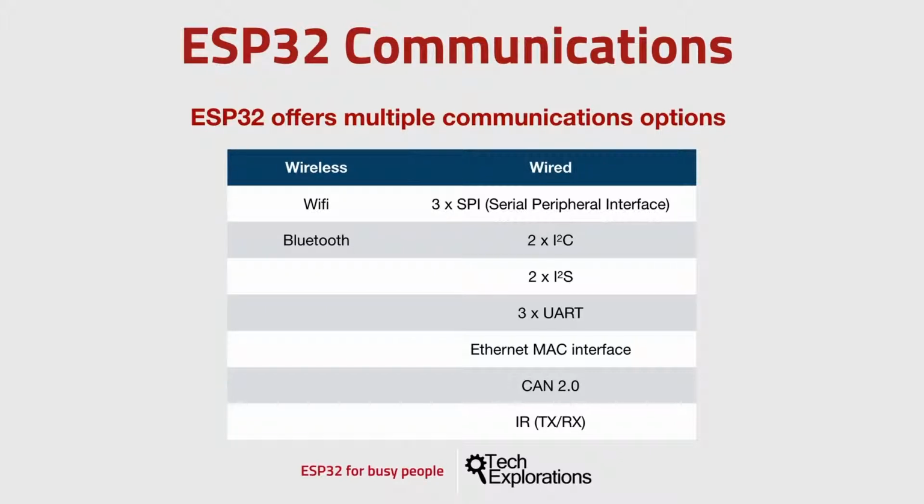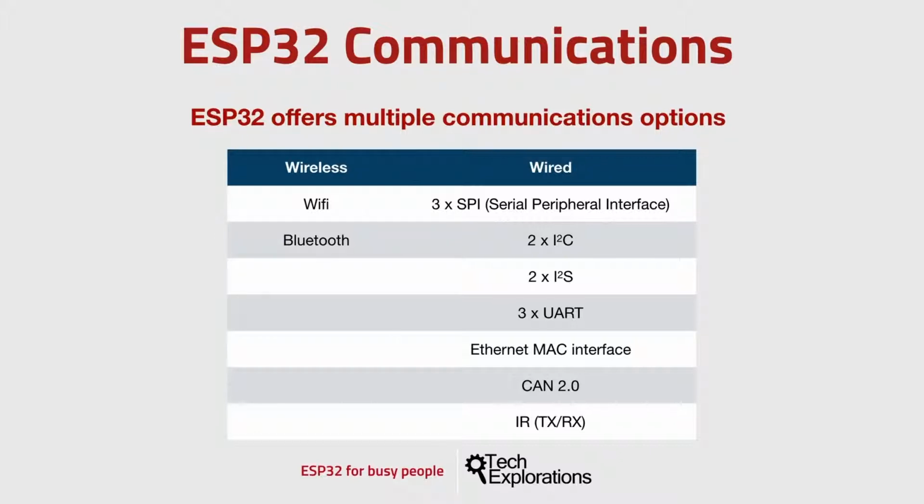On the left, you've got the main wireless capabilities, namely Wi-Fi and Bluetooth. And on the right, you've got the wired capabilities, which allow the ESP32 to be connected to either other ESP32s and microcontrollers or smaller devices like sensors. We've got 3 SPI channels. We've got 2 I2C channels, integrated circuit, and 2 I2S, which is a lesser known communications technology.